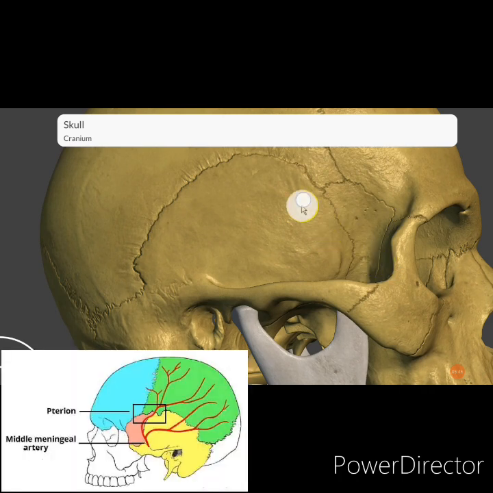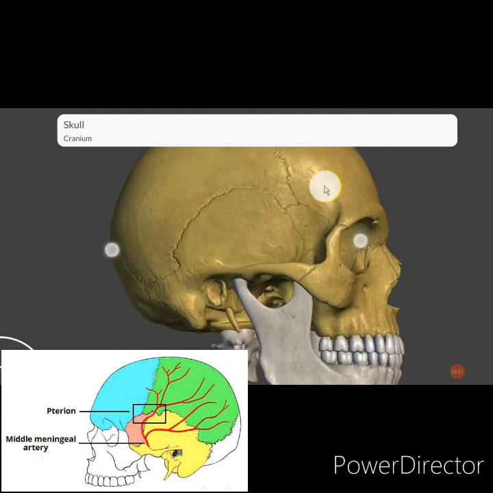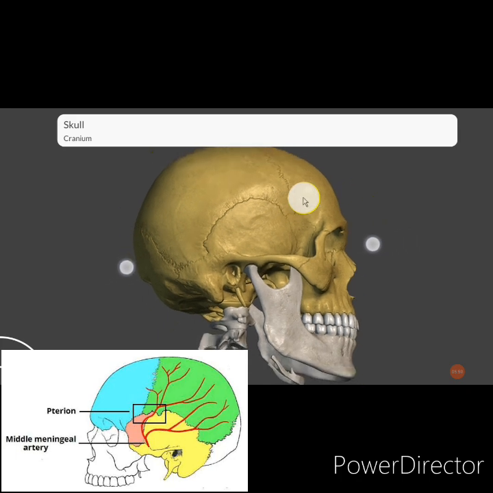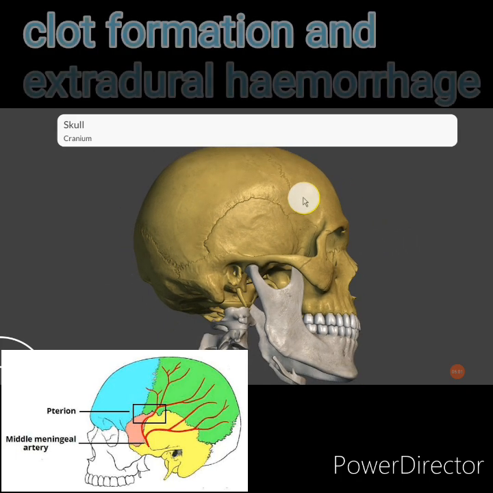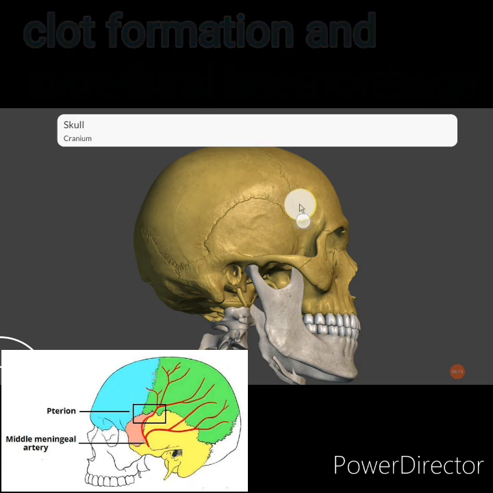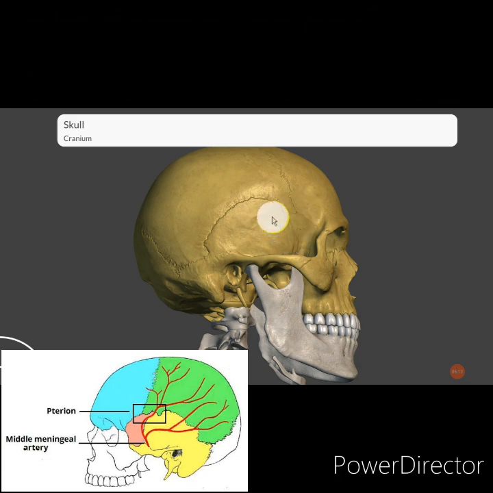Pterion is of great clinical importance as it is one of the thinnest parts of the skull. The anterior division of middle meningeal artery can rupture in some kind of injury or accident. Then clot formation between skull and dura mater may happen, or there may be an extradural hemorrhage that may compress the motor areas and may cause paralysis of the opposite side of the body.